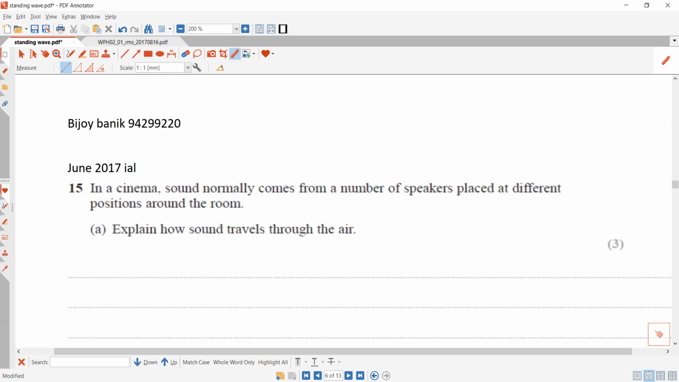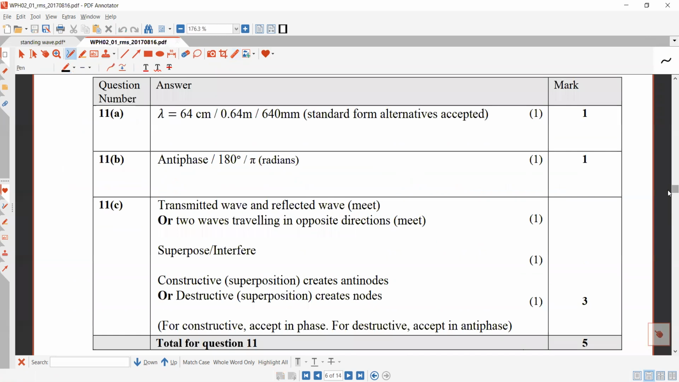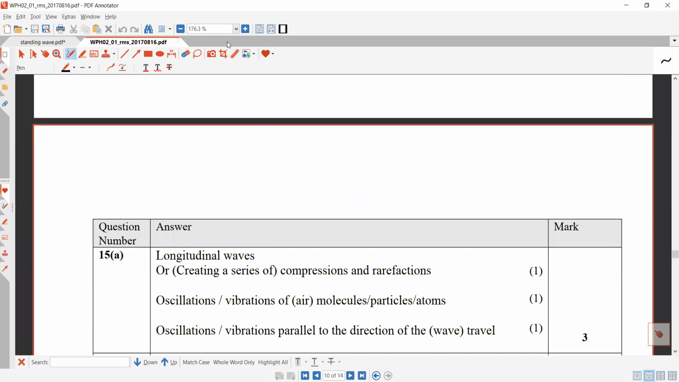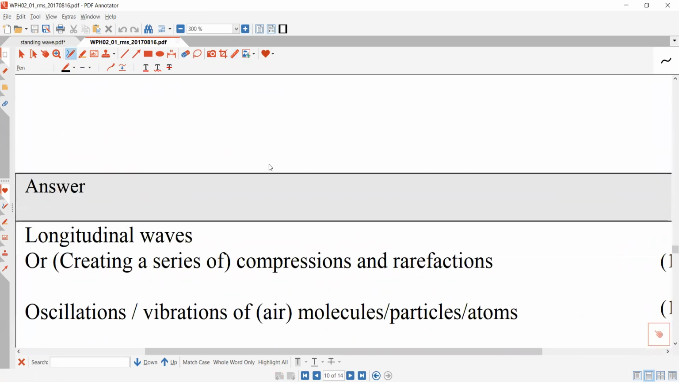Okay, this is June 2017 IEL question 15. I think same paper if I'm not wrong. June 2017 IEL, yeah, same paper. Same marks. Let's go to question number 15. Okay, so check what is the answer they wrote over here. Just check it. What is the answer they wrote here?